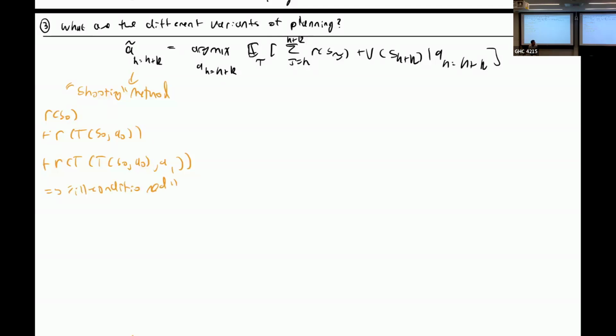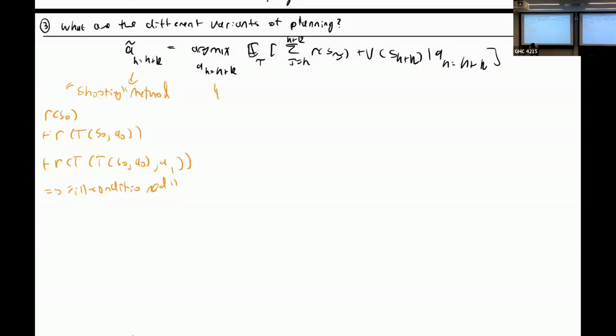Ryan has a question. Oh, yeah, please. Is it v of s h plus k and then a of h plus k? Yes, so a of h to h plus k, yes. Thank you. So are you using 0th order methods to avoid ill-conditioning or non-smoothness of the landscape? Yeah, that's true. I'm going to ignore that detail for this class. Good question, though.